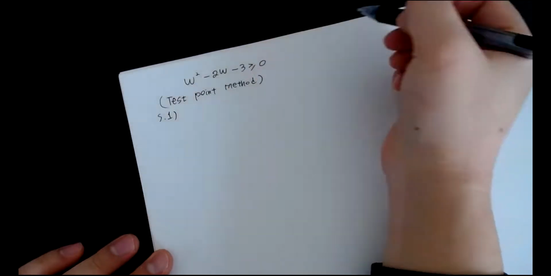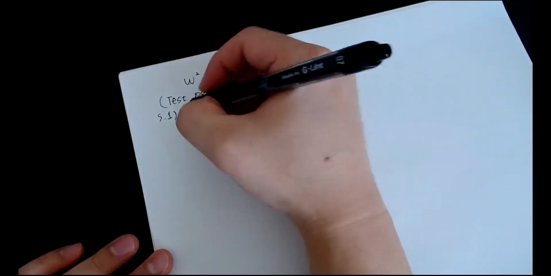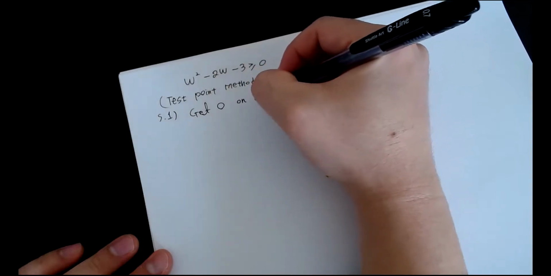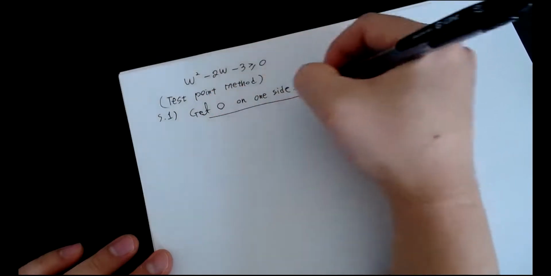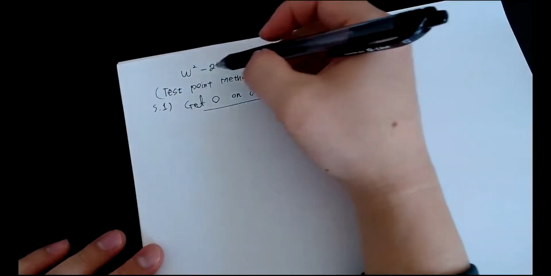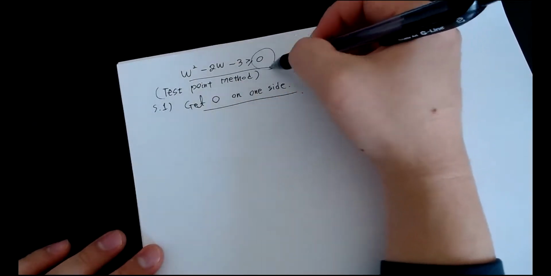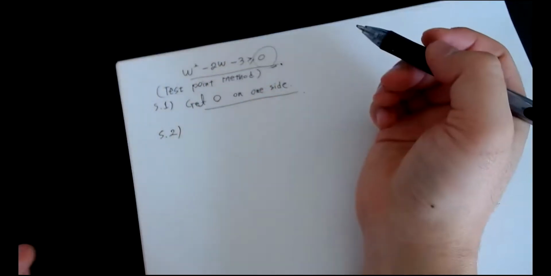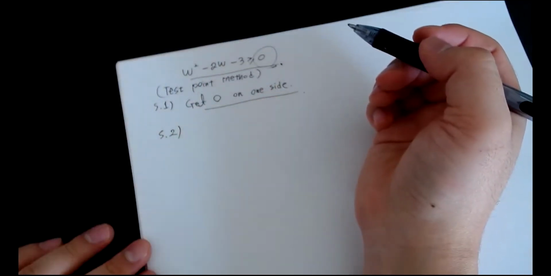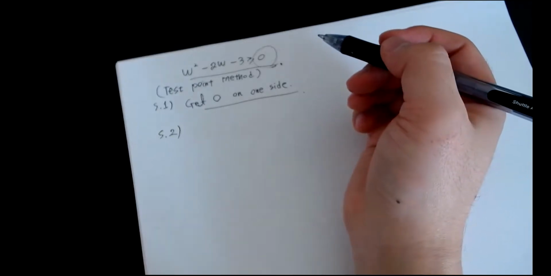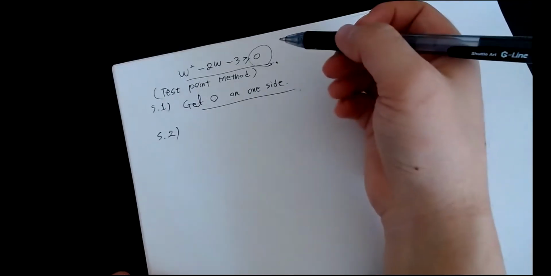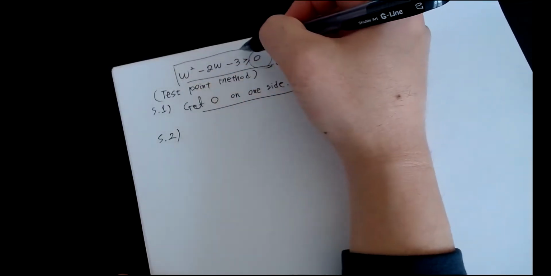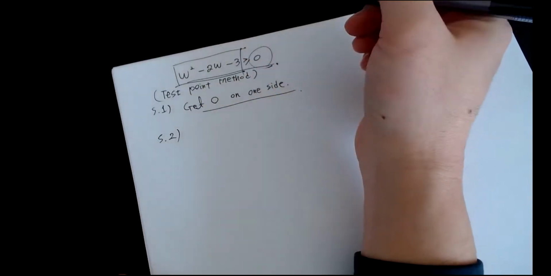In the test point method, step 1 is to get 0 on one side. But you can see that in this problem, we already have 0 on the right-hand side, so we skip step 1. Now step 2, we'll find the x-intercept, or we can say root, or zeros. I'm going to consider w squared minus 2w minus 3 as a function.